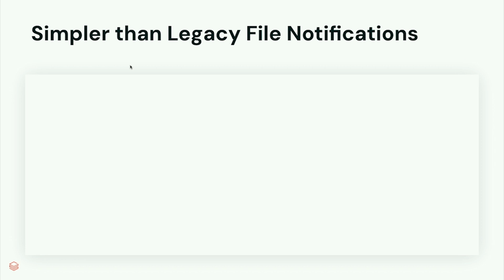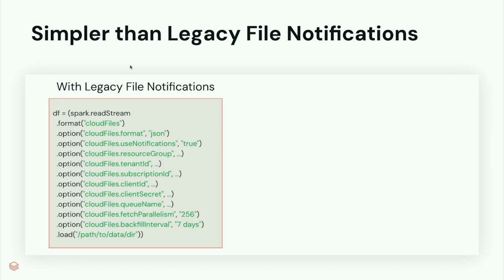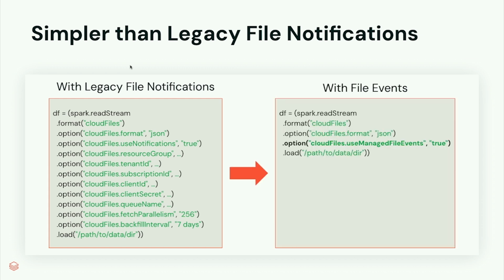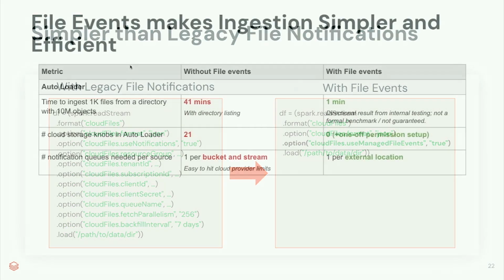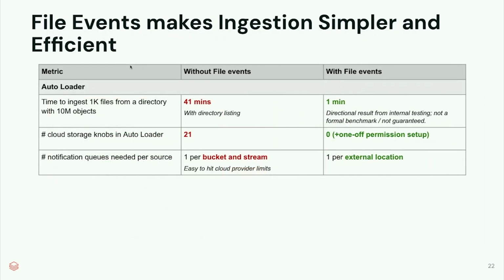So this file event is, like I said, much simpler than the legacy notification, where you previously had to specify a whole bunch of 15 to 20 options to say which queue we want or what the credentials are. With the new file events, all you have to do is specify an option to enable it. So how does that help? One is your incremental file discovery from your cloud storage becomes much simpler and much more efficient.